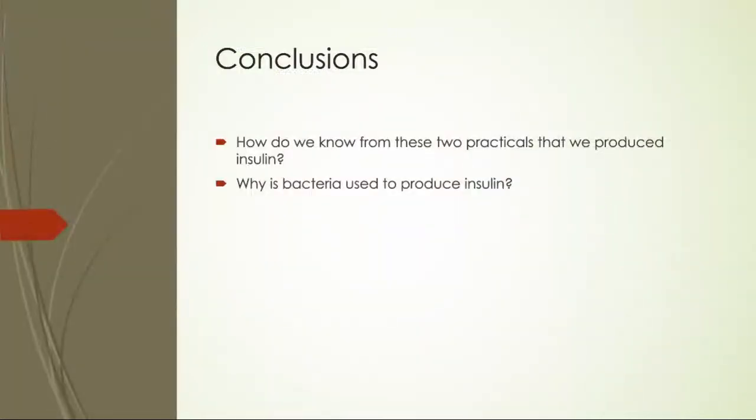Lastly, before we finish up, you've got some conclusion questions to do along with your results questions. And just a bit of a helping hint for you guys. Basically, we want you to do a conclusion pulling these 2 pracs together. So why can we actually see that these 2 pracs were able to produce insulin? And why is bacteria used to produce insulin?